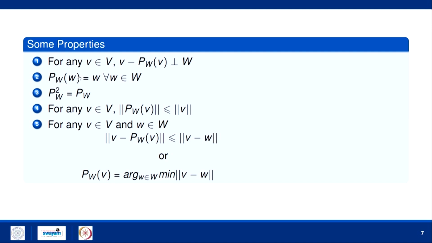The second property is that the projection of w onto the subspace W is w, for all w belonging to capital W. The third property is P squared W equals PW. The fourth property is, for any v belonging to capital V, the norm of PWv is always less than or equal to the norm of v. The fifth property is, for any v belonging to capital V and w belonging to capital W, the norm of v minus PWv is always less than or equal to the norm of v minus w. That is, PWv is the w belonging to the subspace W which minimizes the distance to v. So, this property we can use to find a vector in subspace W which is closest to the given vector v.